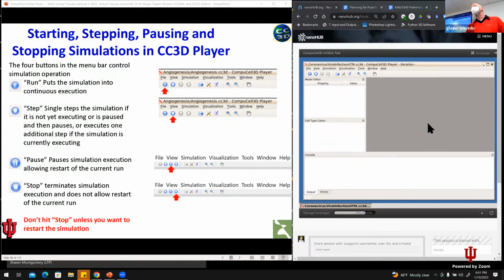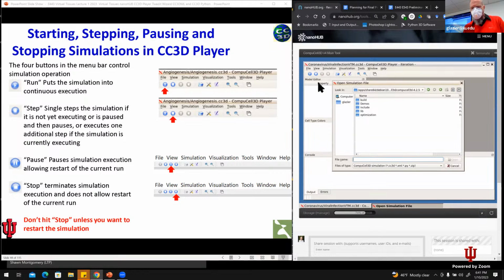People have a tendency to hit stop. I strongly recommend don't hit stop unless you really want to stop, because if you hit pause, you can always abort the simulation. But if you hit stop, you have to start from the beginning again. So I strongly recommend using the pause button when possible.